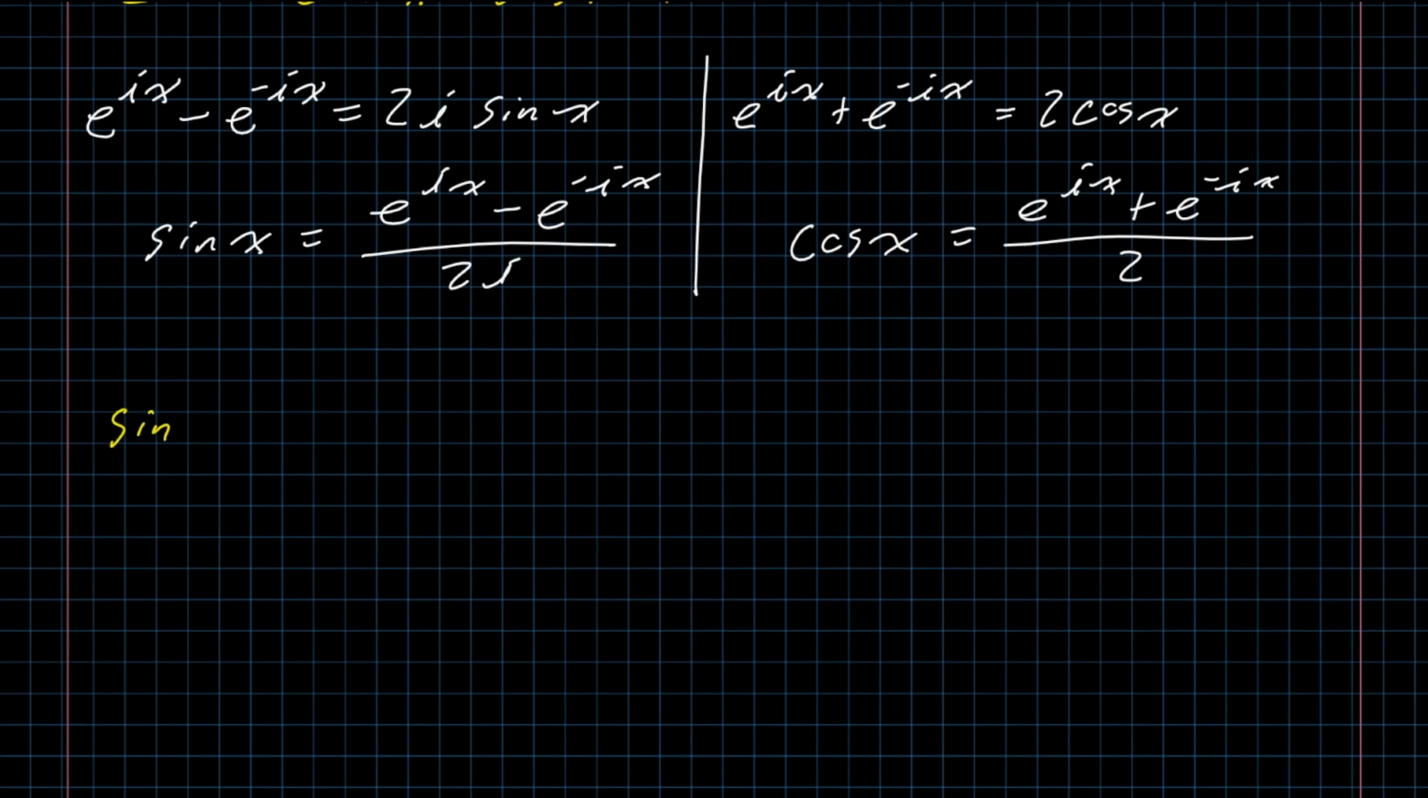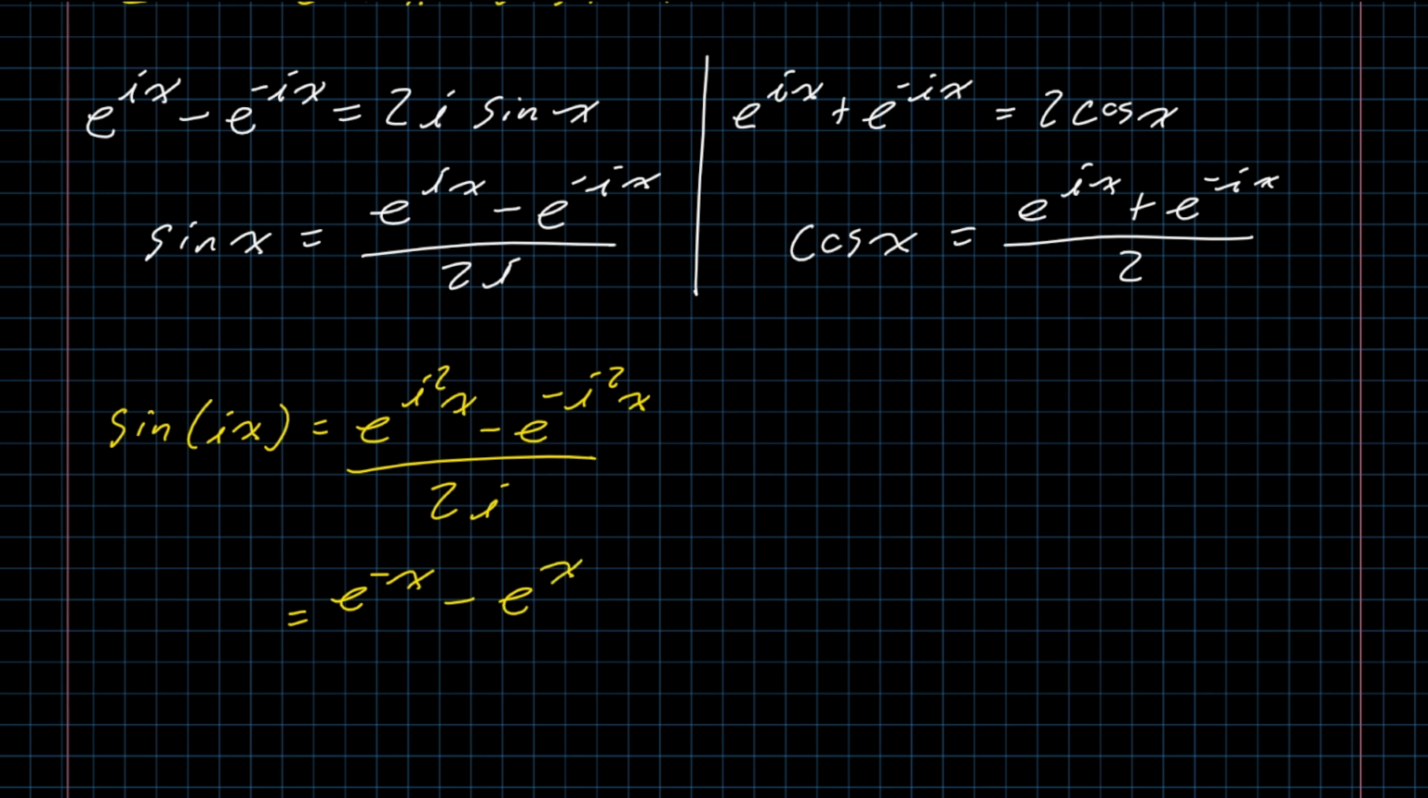So I want sine of ix, which would be e to the i times ix, so i squared x, minus e to the minus i squared x, all over 2i. A couple of interesting things happen here. i squared is -1, so that first exponent becomes e to the minus x, and in the second exponent we have the opposite of -1 times x, which is just x.